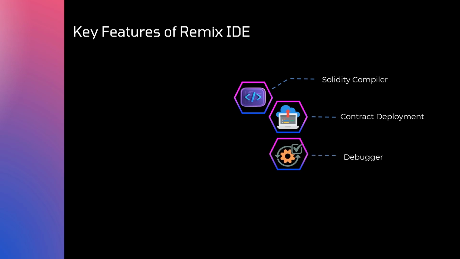Debugger. Remix's built-in debugger helps track down issues within our smart contracts. This allows us to debug transaction reverts, step through the execution of a contract, and view the contract state at different points of a transaction. Static analysis. The IDE includes static analysis tools that perform a range of checks on our code to detect common vulnerabilities and logical errors before deploying contracts. This is vital for ensuring that our smart contract is secure and optimized.